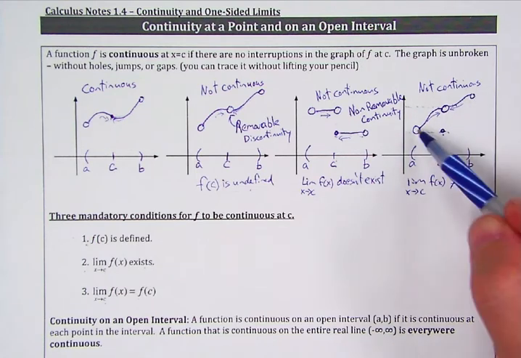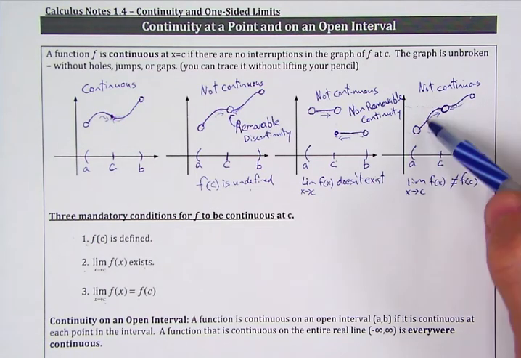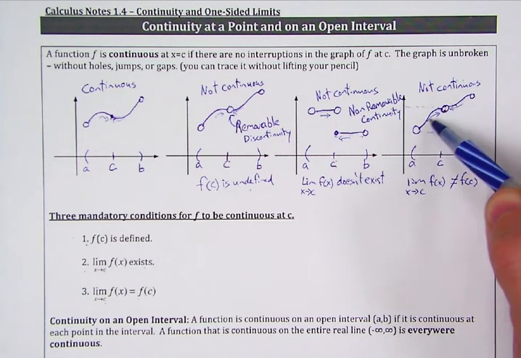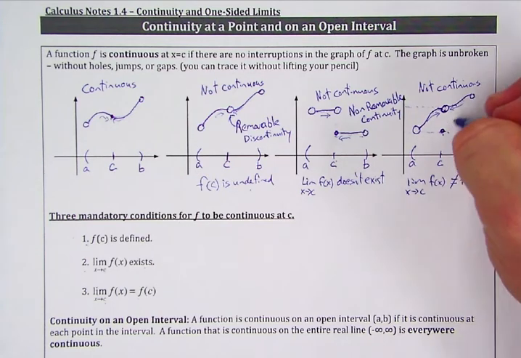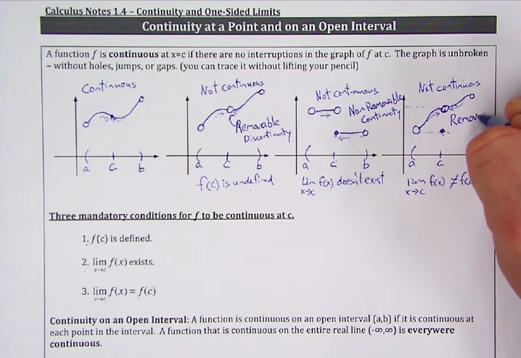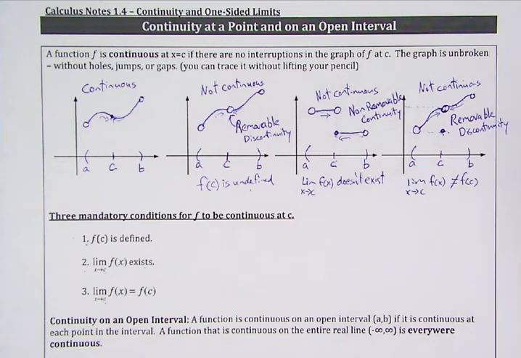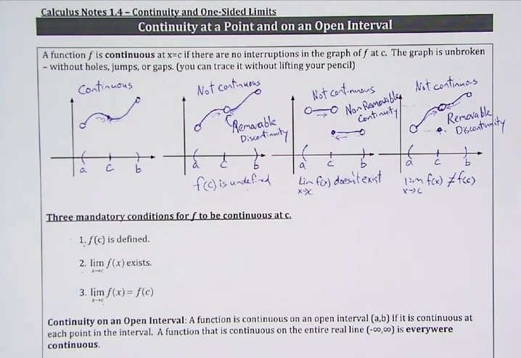Okay, what do you think this last one is here? Well, we're coming up to this point, and if we would just move this point right up here, then it would be continuous. So that is a removable discontinuity. All right, let's move on and look at some examples.